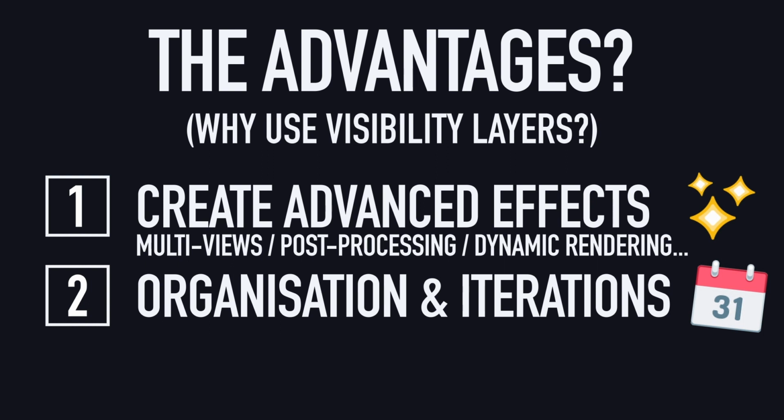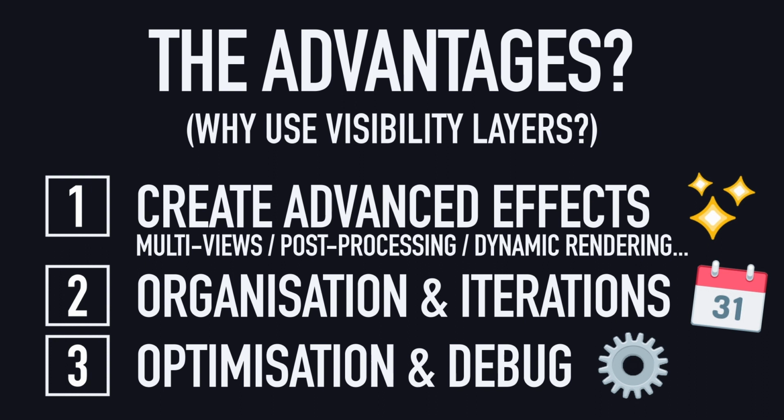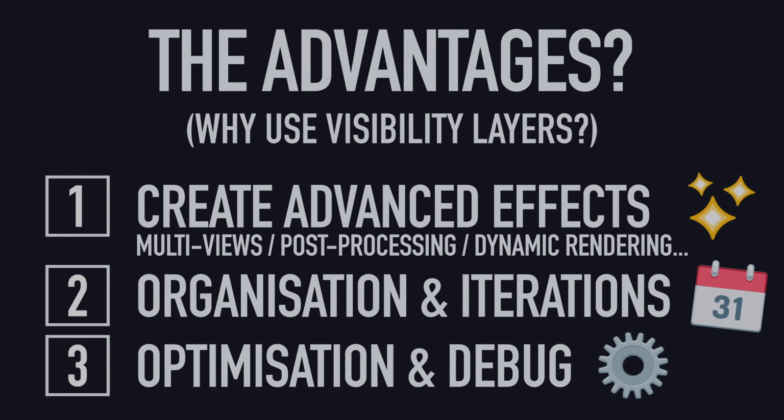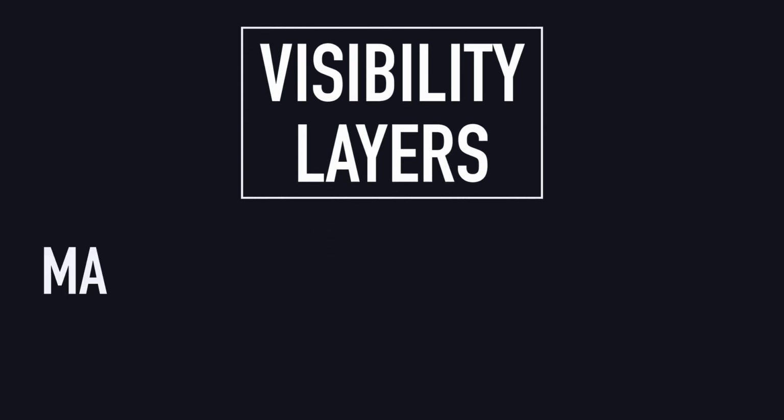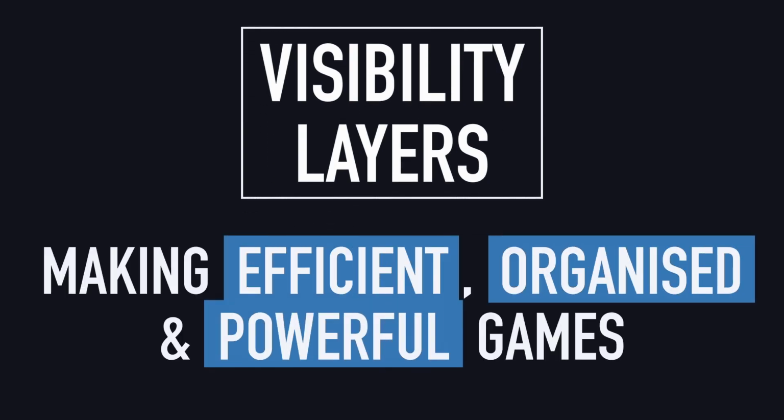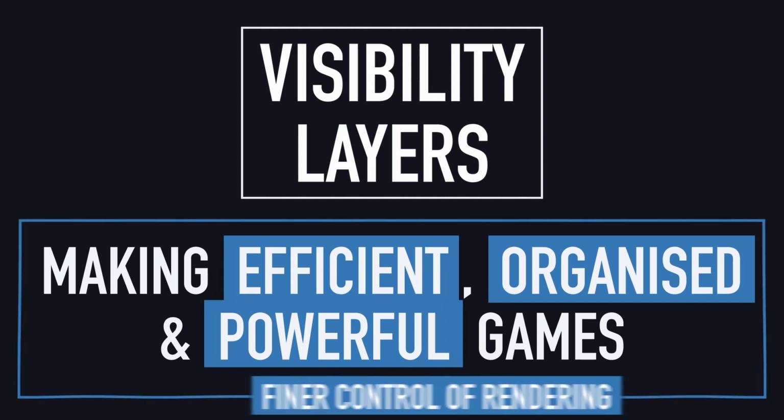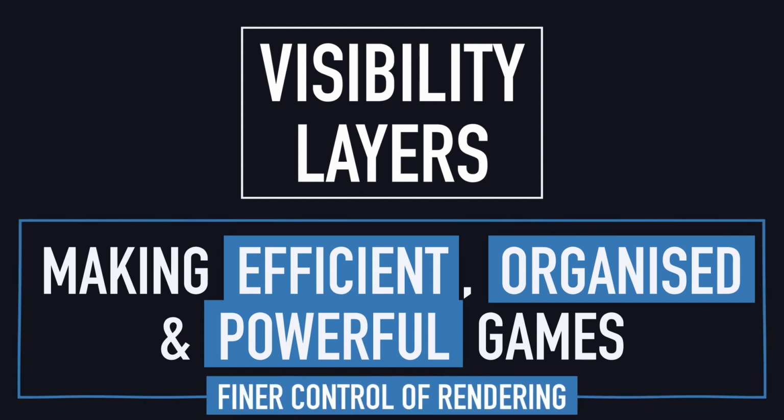By putting elements on different layers and conditionally showing or hiding them, you can better prepare complex scenes and edit just the part that you want without affecting the others. And finally, they're nice in terms of optimization and debug, because they allow us to easily toggle off elements that aren't useful at this time to lighten the render workload, or to better isolate where the visual issues are coming from. Overall, visibility layers are a neat tool for making efficient, well-organized, and even more powerful games by giving us a finer control on the rendering of our scenes.